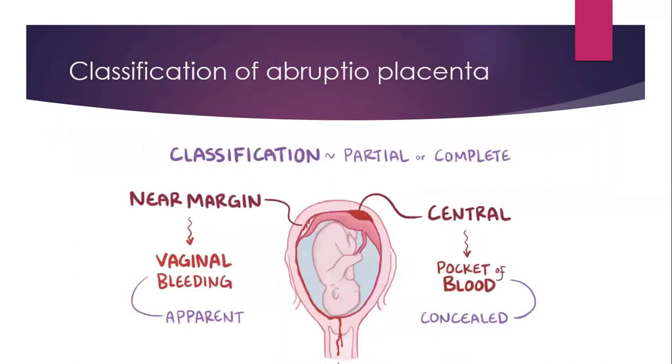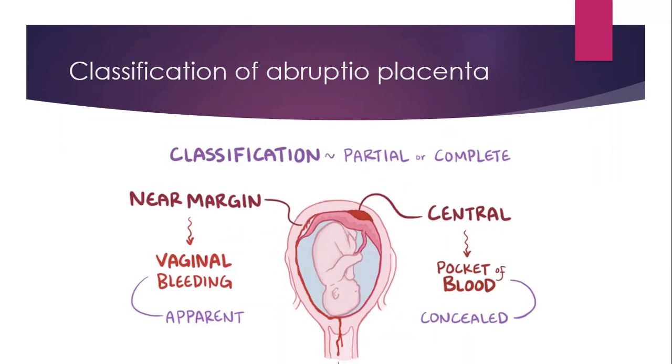So then your classification of placenta abruptio, it is either classified as a partial or a complete abruptio. And this has to do with where the abruptio occurs. If it is a central abruptio, these are more inclined to be a partial abruptio. So central means it is like in the middle of the placenta, and it creates a pocket of blood, and these are usually your concealed abruptios.